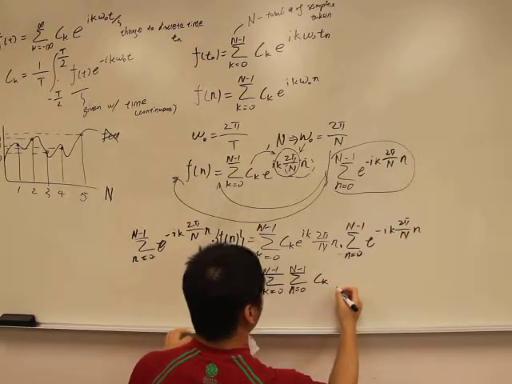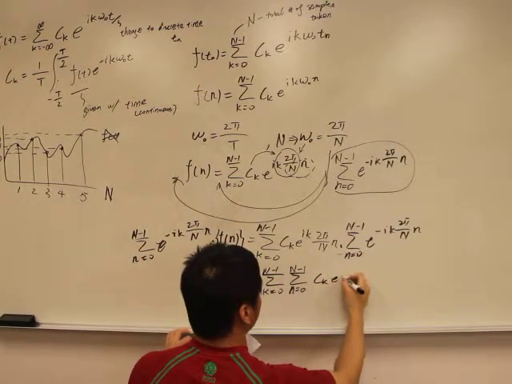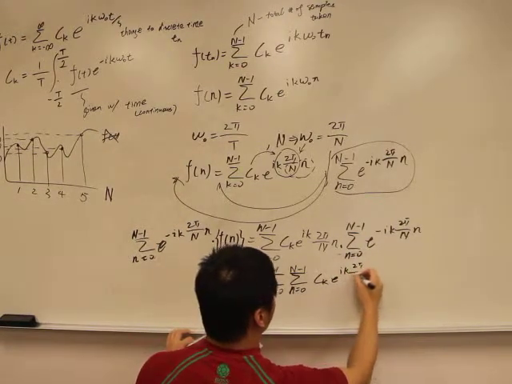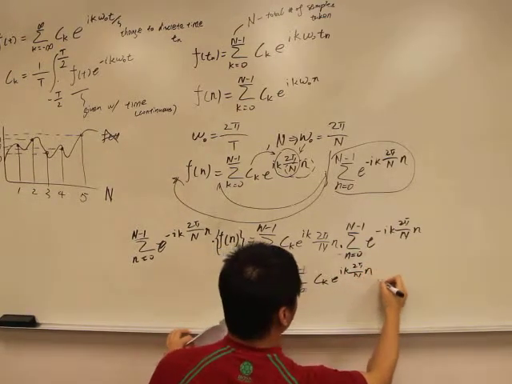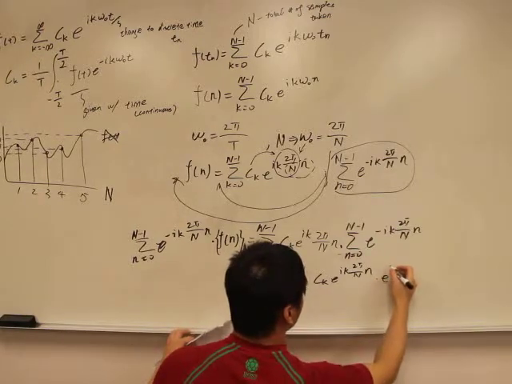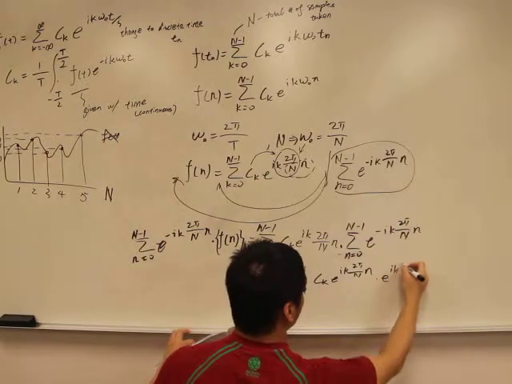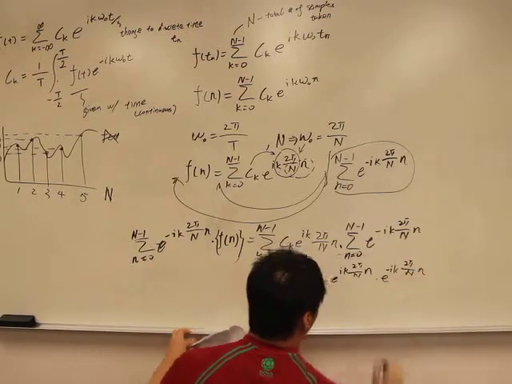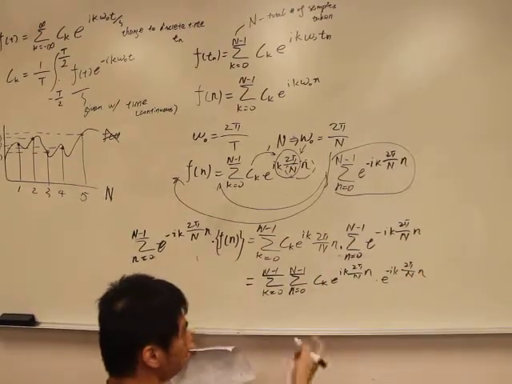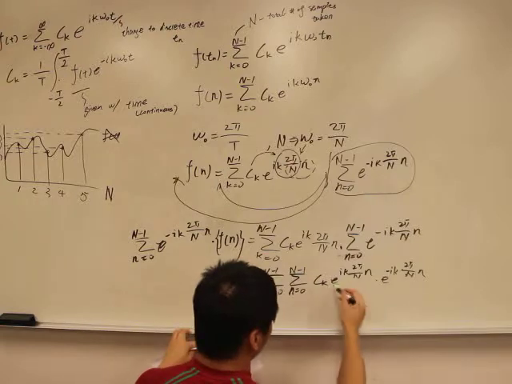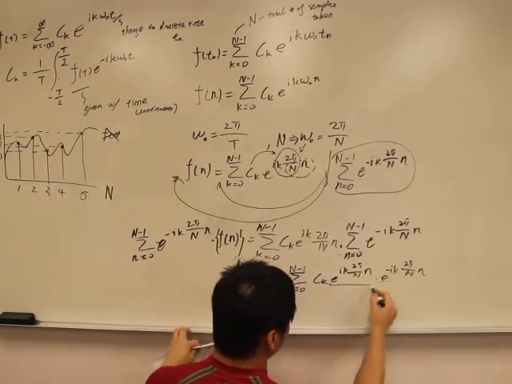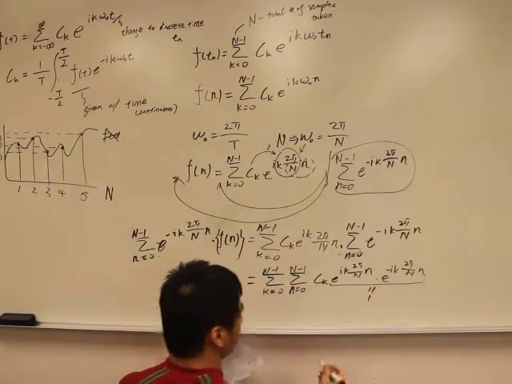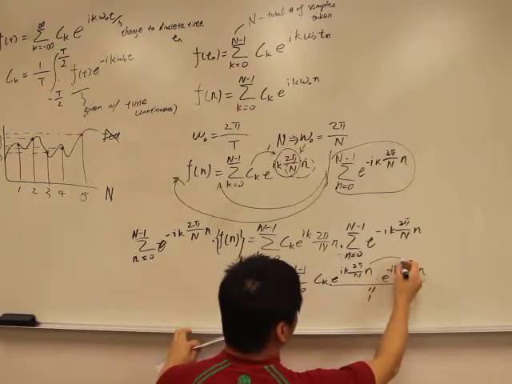c_k e to the ik 2 pi n over N, times e to the negative ik 2 pi n over N. Notice these two parts, when we multiply them together, we get 1 because the exponent goes to 0.